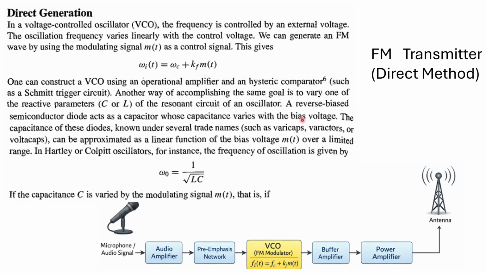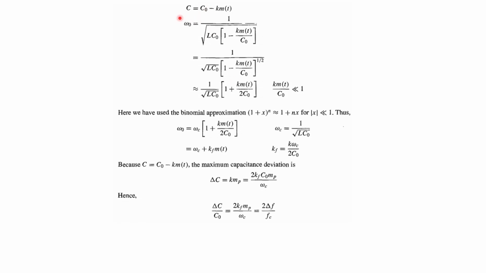We can use the Colpitts type of oscillator also to vary it. Let's suppose the Colpitts type of oscillator, where omega naught can be found as 1 over the square root of LC. Here L and C are the variable parameters. With respect to L and C, we can vary the frequency correspondingly. Let's see how we can vary the capacitance C. Let's suppose C is equal to C naught minus k m(t). This m(t) is the message signal, so the capacitance will vary according to the message signal.